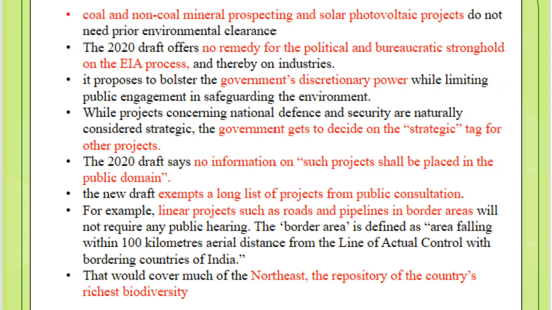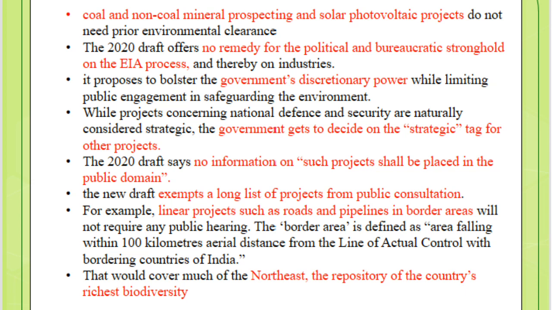It proposes to bolster the government's discretionary power while limiting public engagement in safeguarding the environment. While projects concerning the national defense and security are nationally considered strategic, the government gets to decide on the strategic tag for other projects. The 2020 draft says no information on such projects shall be placed in the public domain.